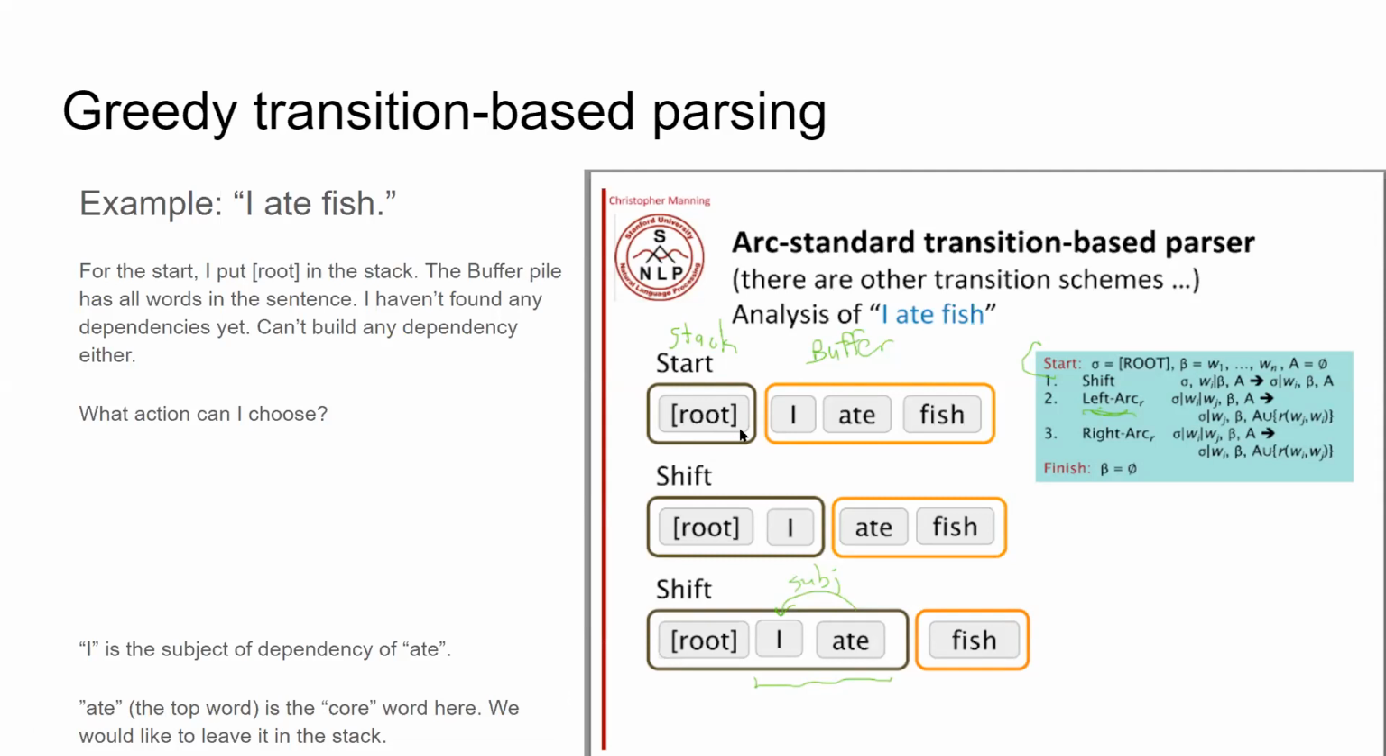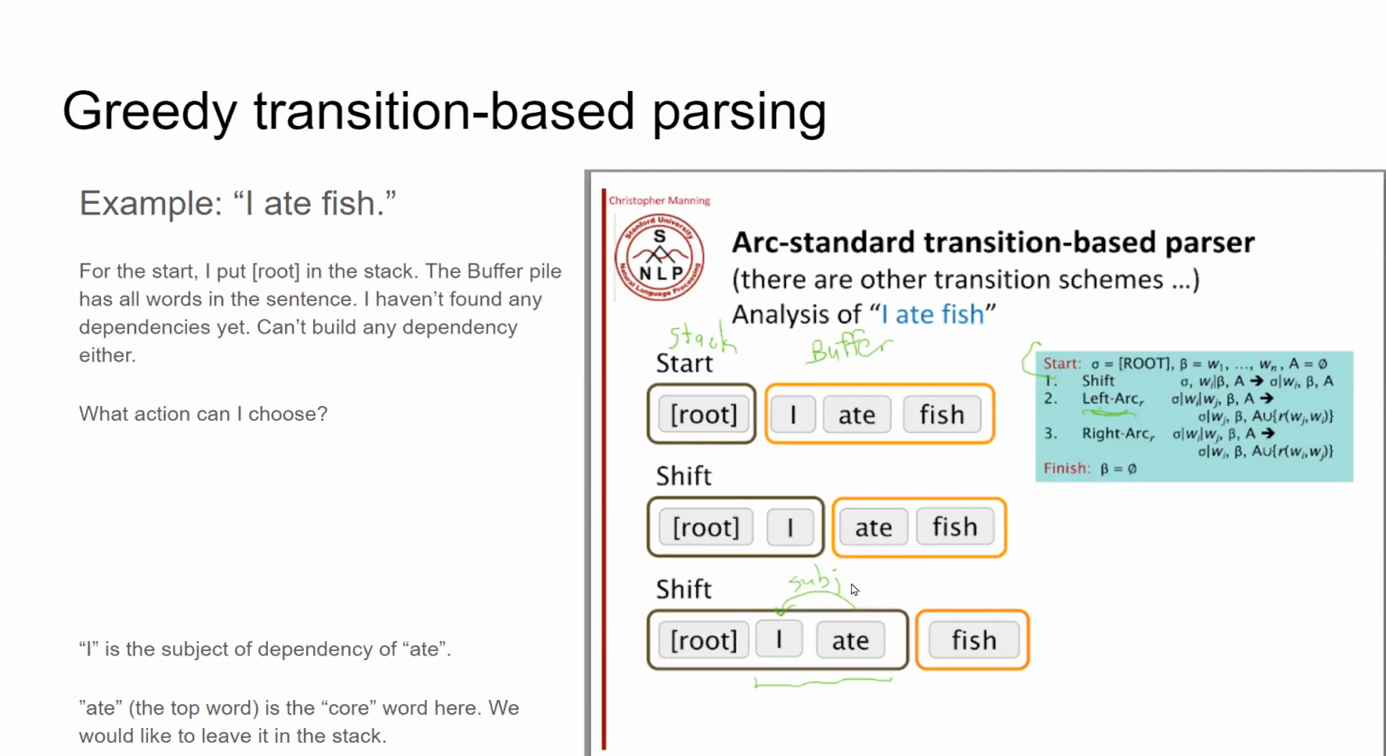So the only action I can do is shift. So I shift I from the buffer to the stack. And now we have the stack, which is root and I. I is the top word, root is the second top word. I can do an arc right now to analyze the dependence of I to the root, but that would be wrong because we know that the sentence is I ate fish, right?